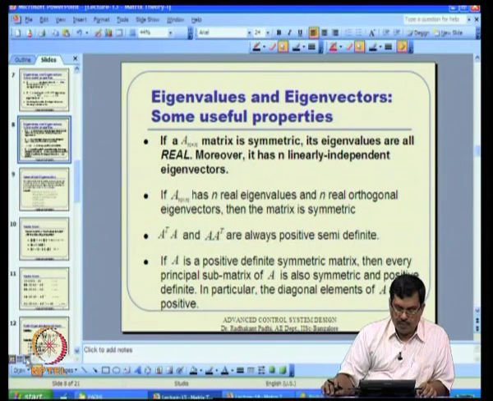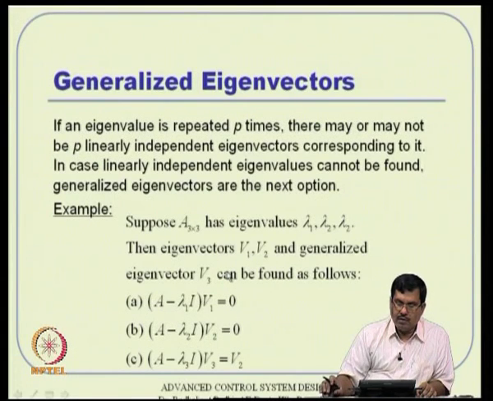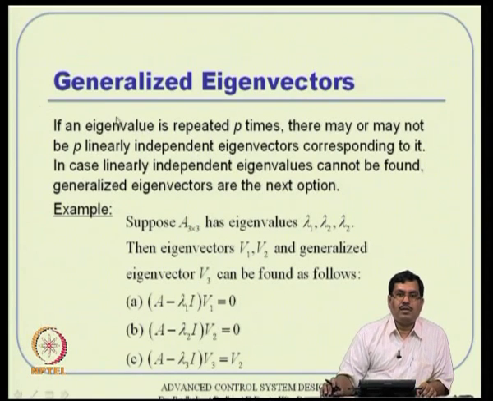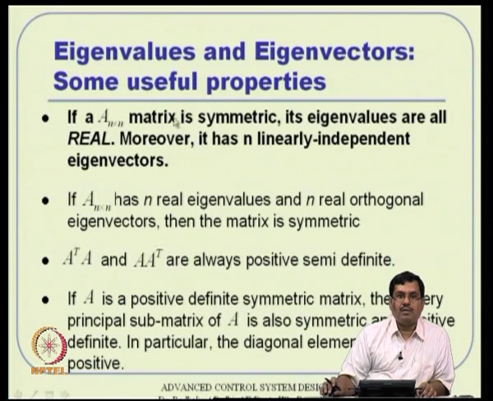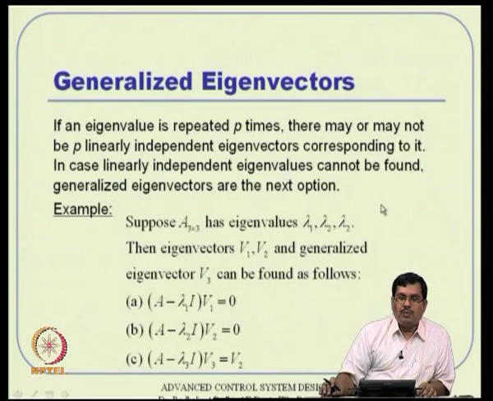Now I will go to the next property, and this is a concept called generalized eigenvector. As you remember, if you have non-repeated eigenvalues, then you are guaranteed to get linearly independent eigenvectors because of that property. Now if you come back and ask what if some of the eigenvalues are repeated, do we still have that guarantee?